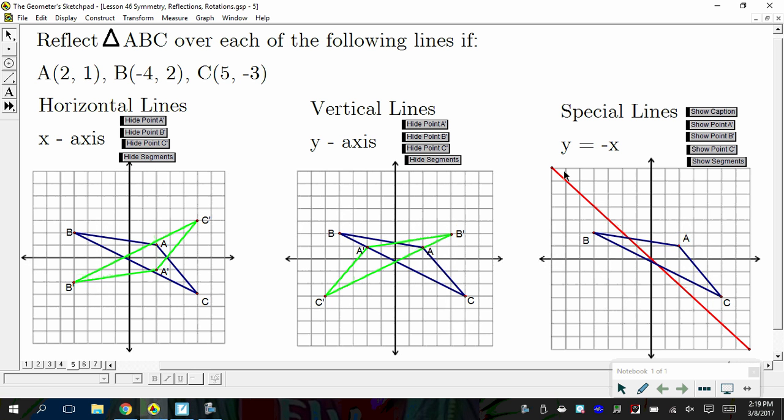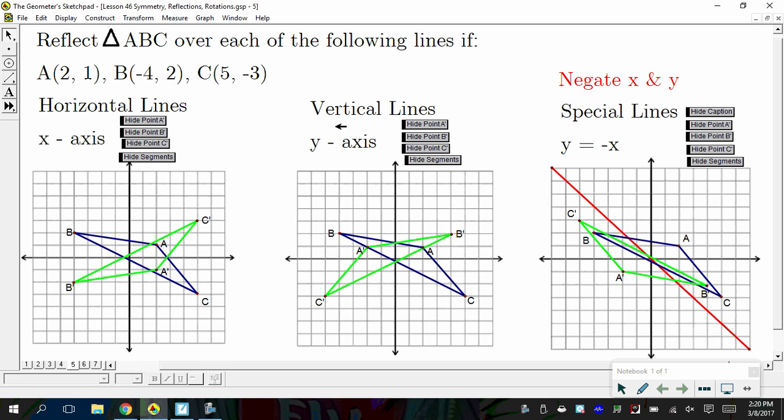For y equals negative x, I'm going to just negate the x and y values to get my new points. So A is 2, 1. So A prime becomes negative 2, negative 1. B is negative 4, 2. So it becomes 4, negative 2. C is 5, 3. So it becomes negative 5, positive 3. And now I have my 3 points, A prime, B prime, C prime, and I can draw my reflected triangle.